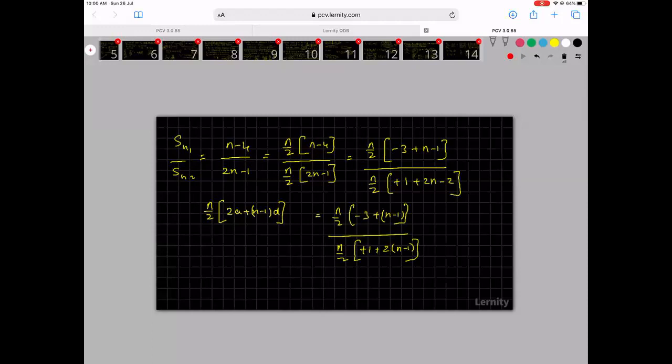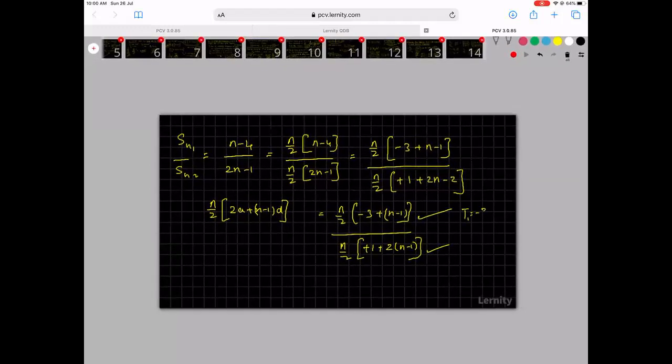Now this looks like n terms of an AP. This also looks like n terms of an AP. So in this, what is the first term? What is T1 equal to? Minus 3 by 2. What is the common difference? d equal to 1. For the second one, it will be 1 by 2, and d is equal to 2. So now I asked you for T11 and T11. So now you have minus 3 by 2 plus 10 divided by 1 by 2 plus 2 into 10. Take the LCM and simplify, and you will get 17 by 41.